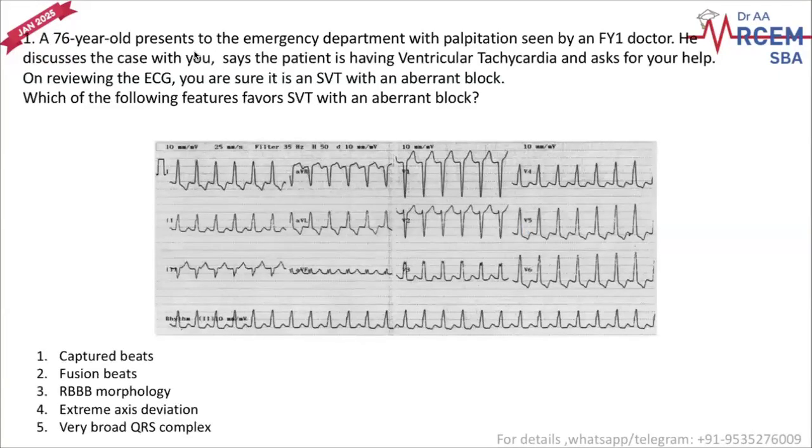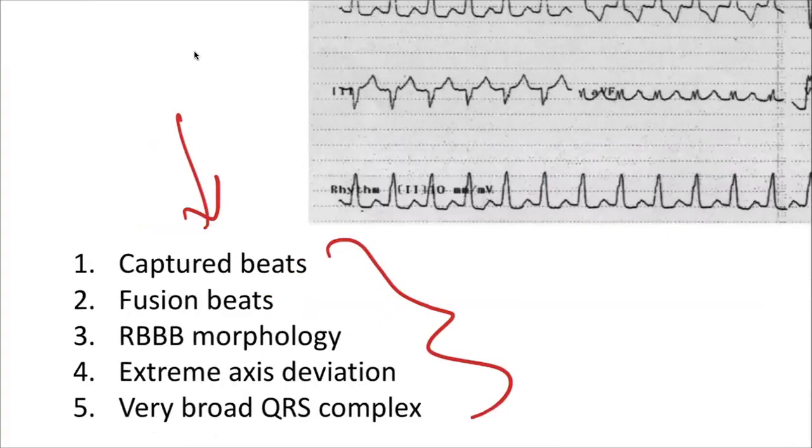The question here: a 76 year old presented to the emergency department with palpitation, seen by an FY1 doctor. He discusses the case with you and says that the patient is having a ventricular tachycardia and asks for your help. On reviewing the ECG, you are sure it is a supraventricular tachycardia with an aberrant block. Which of the following features favors an SVT with an aberrant block? They are asking: if this feature is present, it is more suggestive of an SVT rather than a VT. Which one? Anyone?